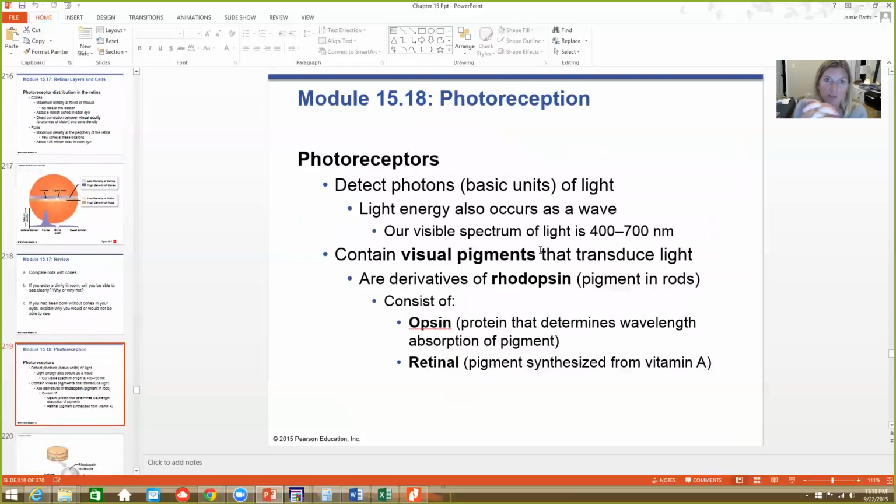So let's talk about these photoreceptors. They detect photons. Photons are the basic unit of light. Light is measured in waves. Our visible spectrum has a wavelength of somewhere between 400 and 700 nanometers. The visual pigments within our eye are special pigments meant to transduce light, or break down the wavelengths of light. They're derivatives of something called rhodopsin. Rhodopsin is made of opsin and retinal. Opsin is a protein that's used to determine the wavelength of a certain pigment, and retinal is made from vitamin A. It's a vitamin A derivative.